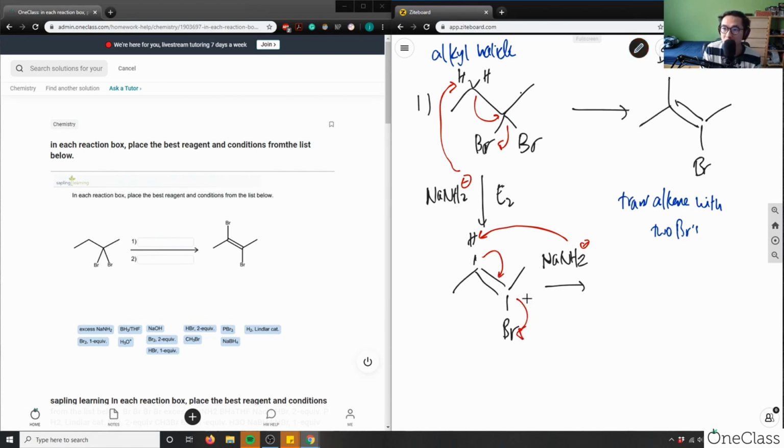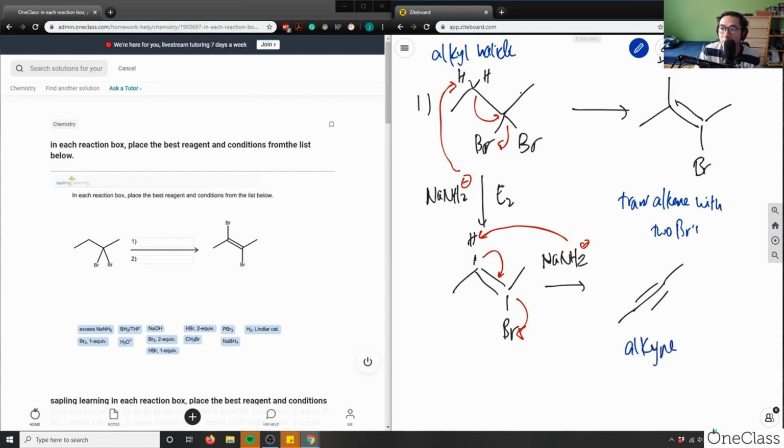So I'm going to get now an even different molecule. I get a triple bond, right? I get a triple bond here. So it's 1, 2, 3, 4. It's still a 4-carbon molecule, but this second bromine got kicked out, and I'm getting a triple bond here. So I have an alkyne now. This is an alkyne. So that's what sodium amide does in this particular case.